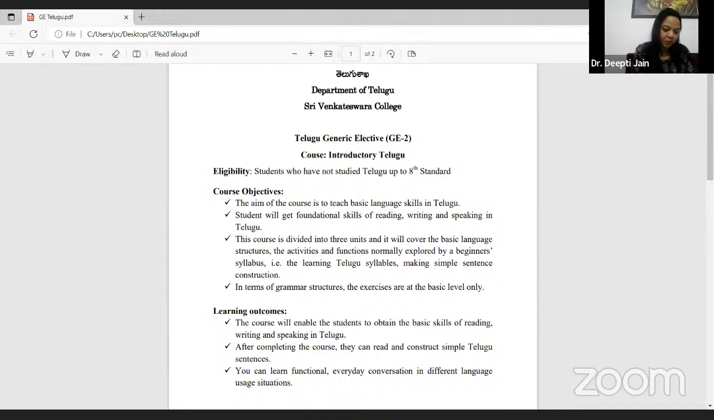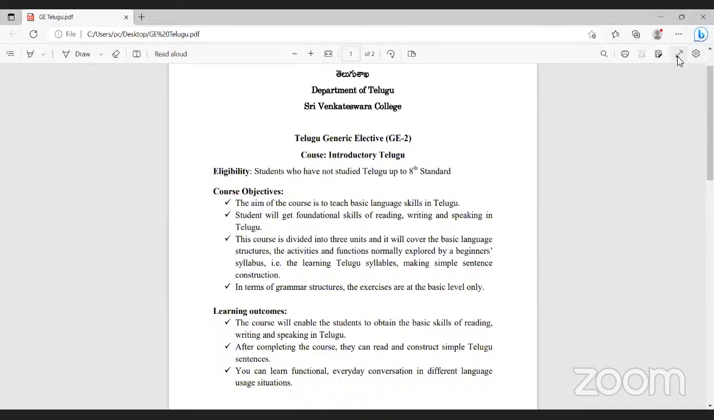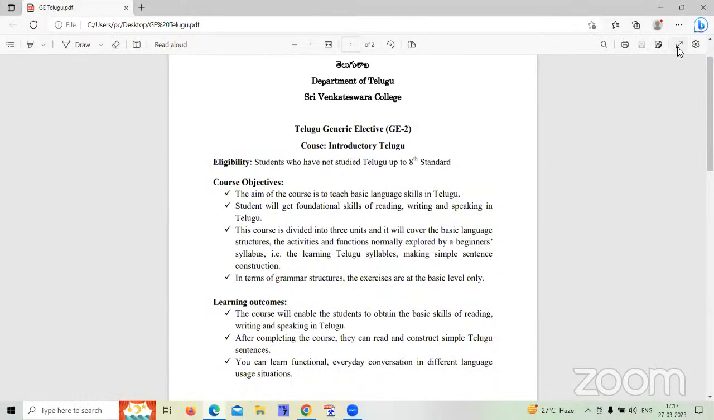Next, we have the Department of Zoology. Yes, ma'am. I'm sharing my screen. Just a second. Your screen is not sharing with us. Yeah, I'm trying it. It's a desktop one. Just a second.